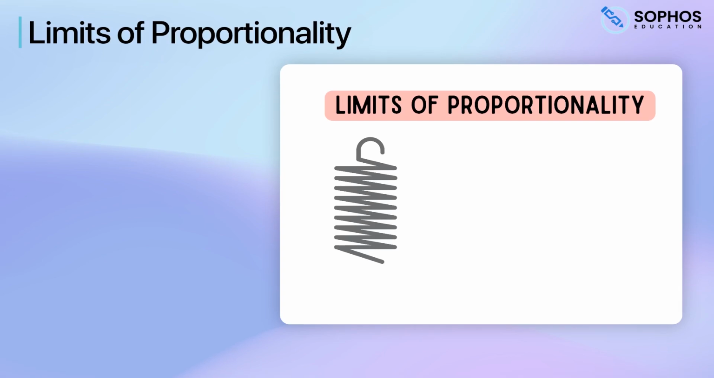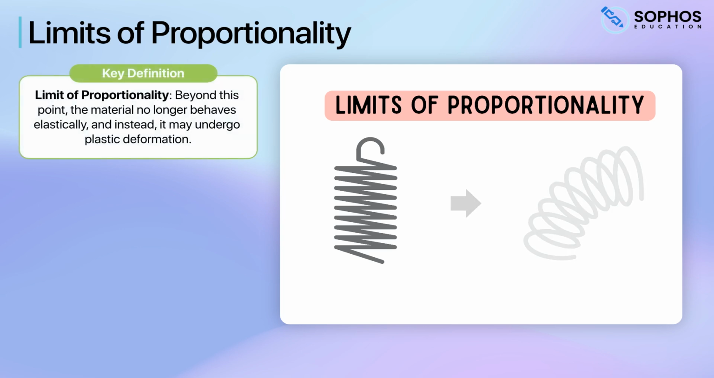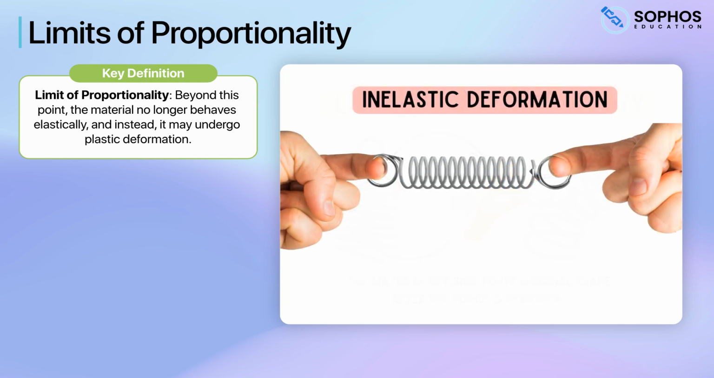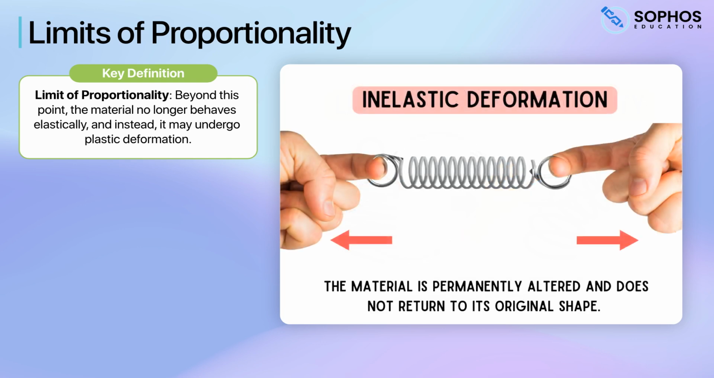While Hooke's law holds true for many materials within a certain range of applied force, every material has a limit. This is known as the limit of proportionality. Beyond this point, the material no longer behaves elastically, and instead, it may undergo plastic deformation. Elastic deformation is when the material returns to its original shape after the force is removed. Plastic or inelastic deformation is when the material is permanently altered and does not return to its original shape.